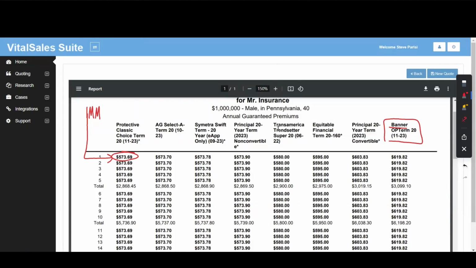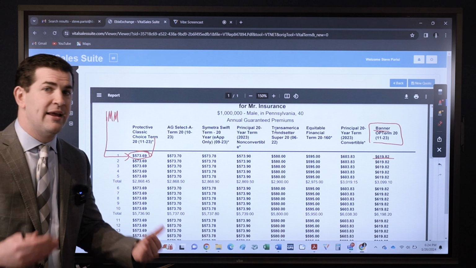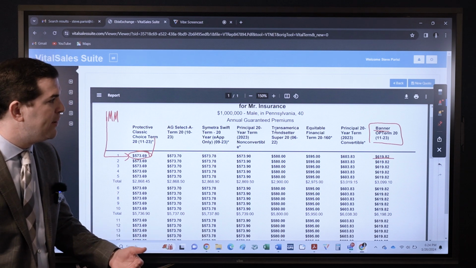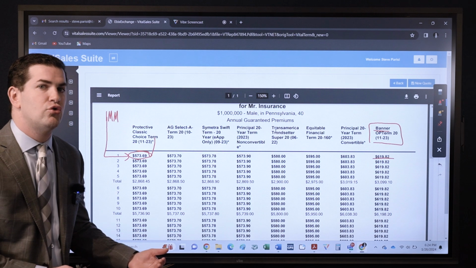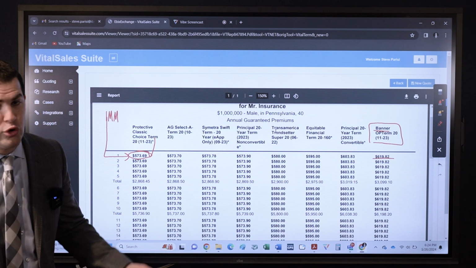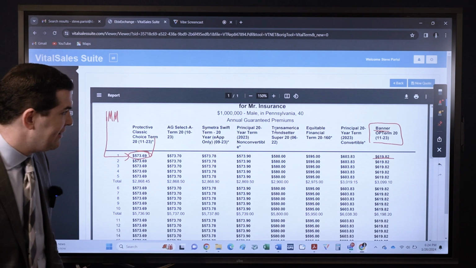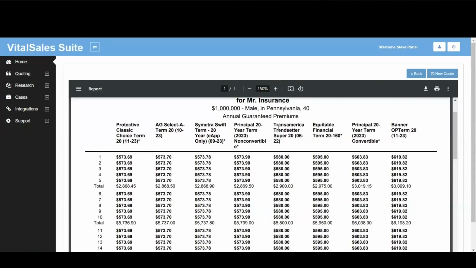Now, it's not a huge difference. You've got $573 compared to $619. But my point is, the health rating we receive is going to impact what company is truly in our best interest or is going to offer the best possible rates. The one thing we want to make sure of is that we're always looking at A-rated companies or companies with strong financial ratings. That's always important, in my opinion.